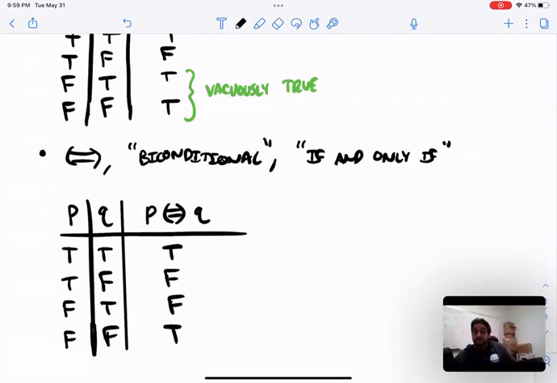But if one is false and one is true, then the biconditional is false. So sometimes this is called if and only if, sometimes it's called biconditional. But the symbol for it is the double arrow, or the two-way arrow.